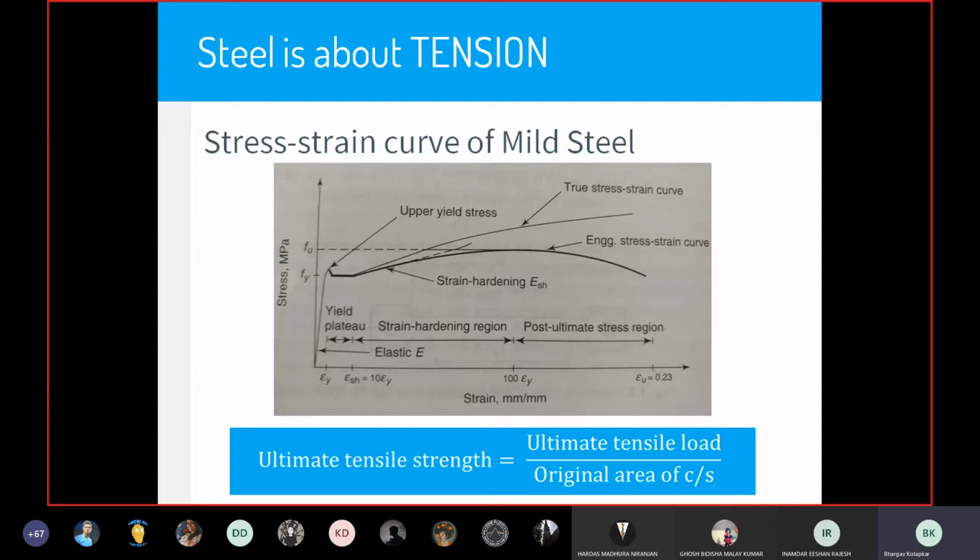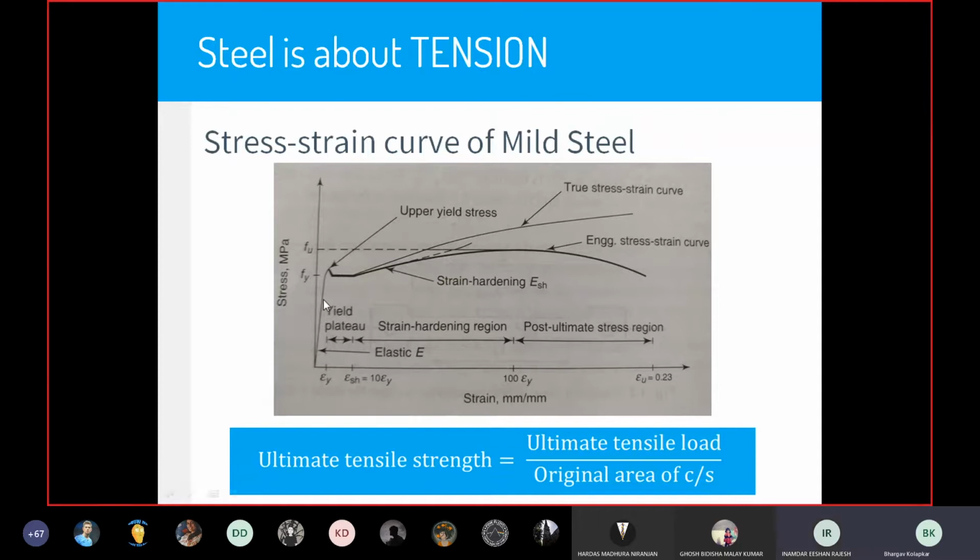Have you heard this term before? Yeah, so strength and ductility. The y-axis is the measure of how strong the material is, and the extent of the graph along the x-axis is a measure of how ductile the material is. So two properties that we must know about a material are its strength and its ductility: how much it can take and how much it can elongate.